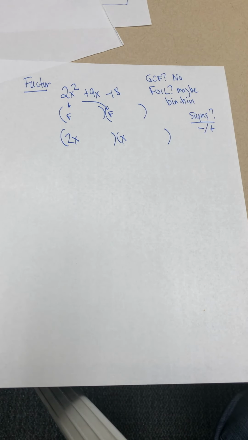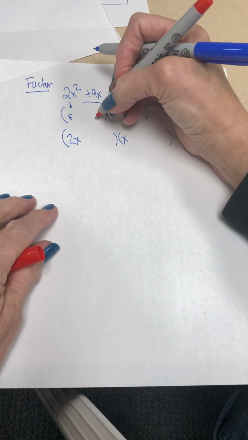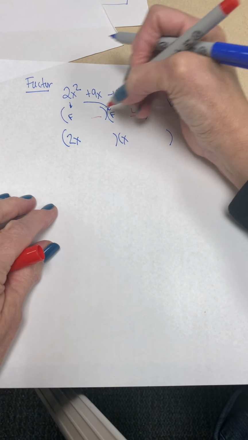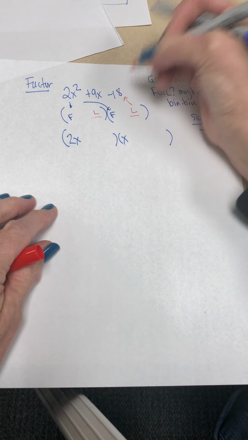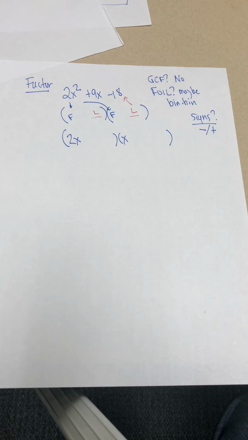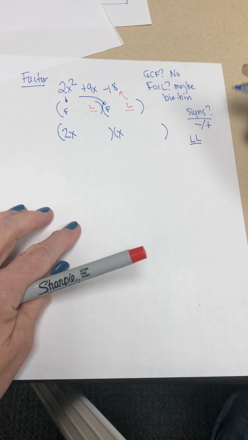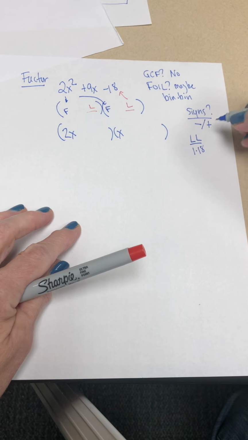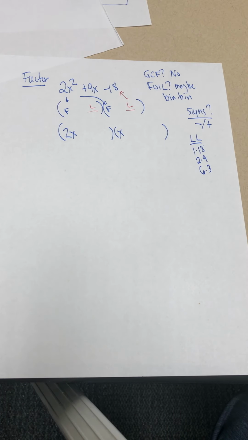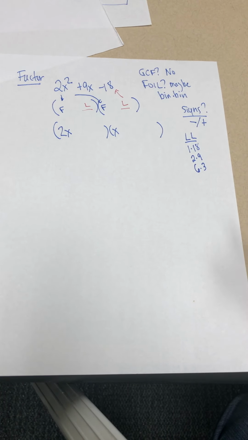The other thing I'm going to think about, okay, whatever goes here and here, last times the last, that has to multiply out to be 18. And there are options there. So I'm going to list the options for last times the last. There's always 1 times 18. Let's see, there's 2 times 9, and there's 6 times 3. You just got to guess.